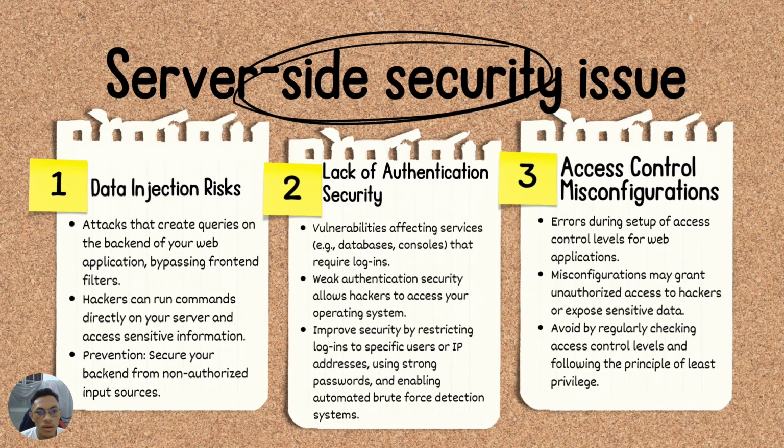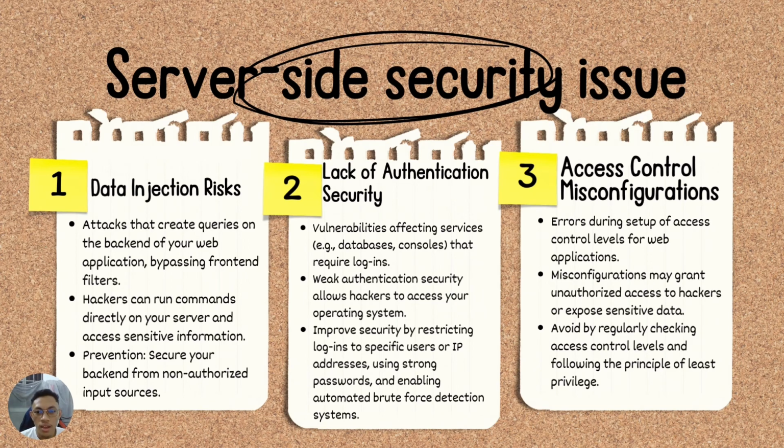Second is lack of authentication security, a vulnerability affecting servers that require login. So, maksudnya dia kena yang tak ada authority tak boleh masuk lah. Without authority security, hackers are allowed to access the operating system. Improve security by restricting login to specific users or IP addresses, using strong passwords, and enabling an automated brute force detection system.